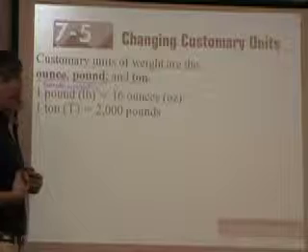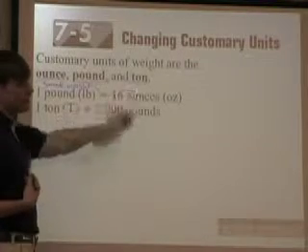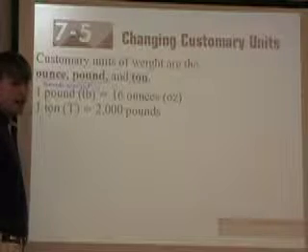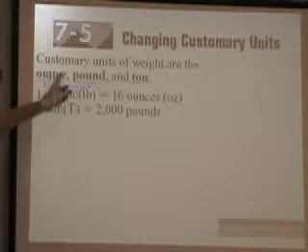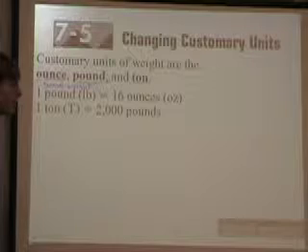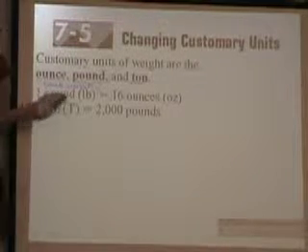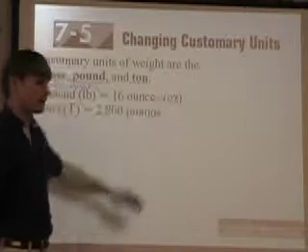Like us, we weigh us in pounds. And ton is big weight. This is like trucks. Alright, so you got small weight, medium weight, big weight. Now, we find out here that 1 pound equals 16 ounces.